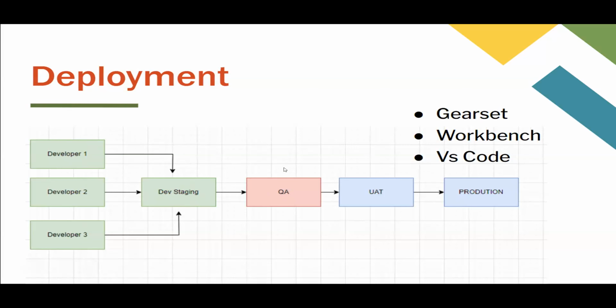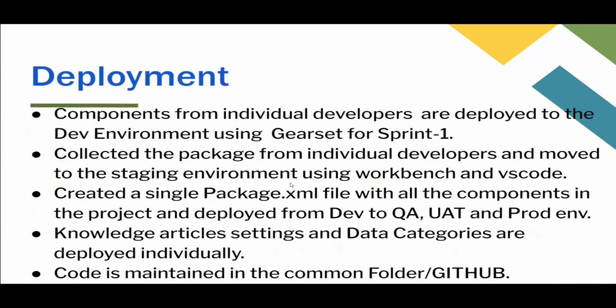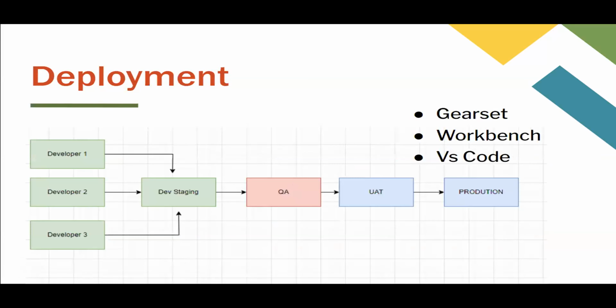QA will undergo the testing, and according to the results, if there is any bug or something has to be modified, the developer will start working on it again, deploy the code into the staging environment, and again it will come to QA. No developer will deploy directly into QA, UAT or production. It has to come through this flow only; this flow has to be followed.